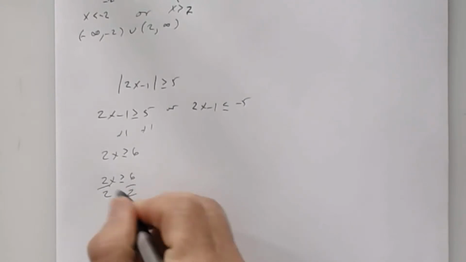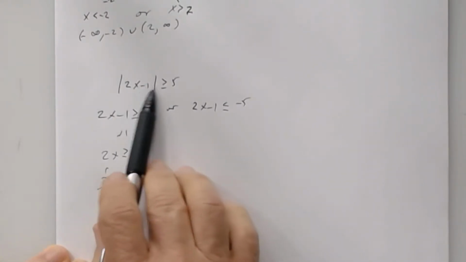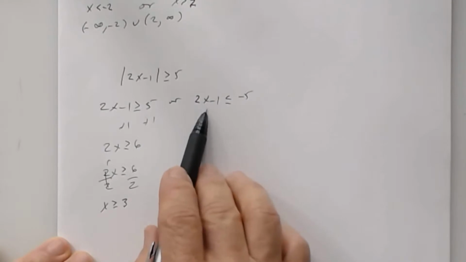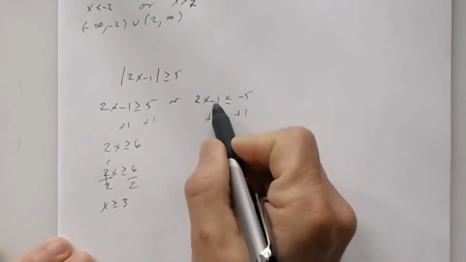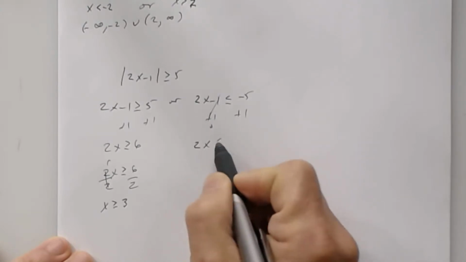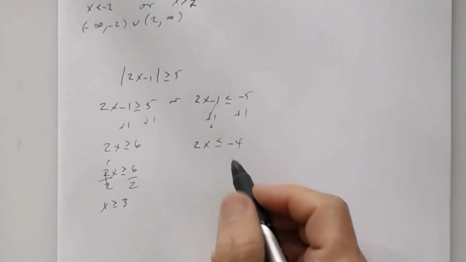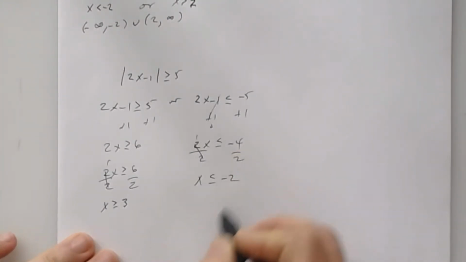So you divide by 2, so I get x is greater than or equal to what? 3. So the solutions to this absolute value inequality would be any number that's greater than or equal to 3. That's one part of my solution. It's not the only one, because the other one's here. Add 1 to both sides. Combine like terms, I get 2x is less than or equal to -4. Divide both sides by 2. I get x is less than or equal to -2.